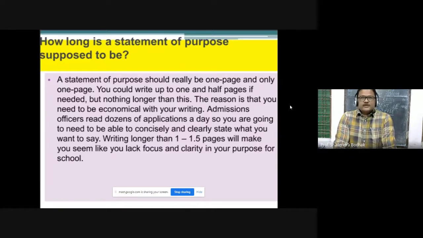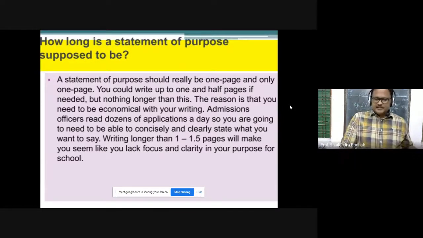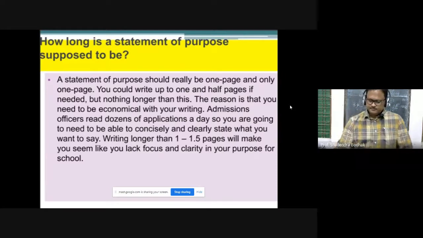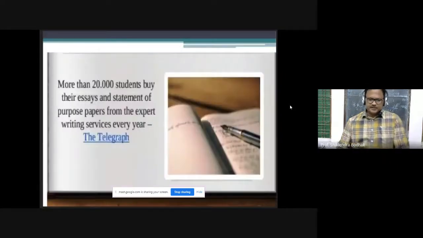Writing longer than 1 page or 1.5 pages will make you seem like you lack focus. So if your SOP is 2-3 pages, the admission committee may feel that you are not a focused person, and there is no clarity in your purpose for school. So whenever you write an SOP, see that it does not exceed 1.5 pages.